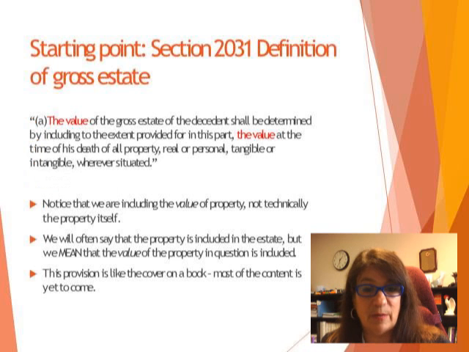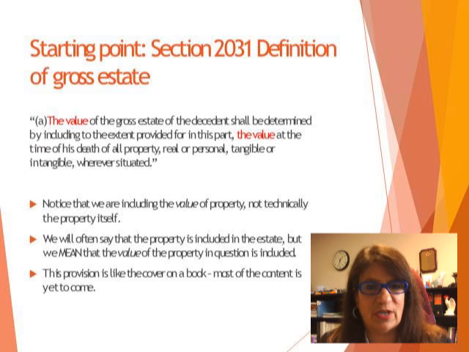Okay, here's the starting point. Section 2031 is really like the cover on a book. It says, here's the gross estate, but it doesn't have much actual content. Here's the text of 2031. The value of the gross estate of the decedent shall be determined by including, to the extent provided for in this part, the value at the time of his death of all property, real or personal, tangible or intangible, wherever situated.